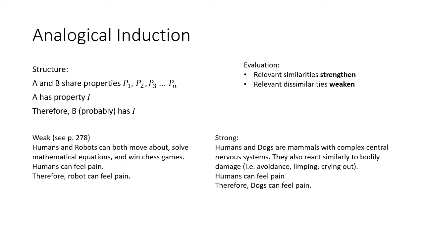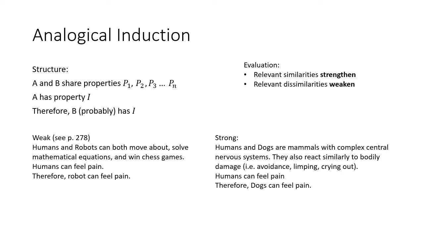All right, so to see a strong version of this, we'd have to be comparing human beings with something that's a little bit more relevantly similar. So in my ethics class, we talk about the moral rights of animals, and some people believe that animals have moral rights due to their capacity to suffer, their capacity to feel pain. And we believe that dogs can feel pain, primarily because of their similarities with human beings, which we know can feel pain.